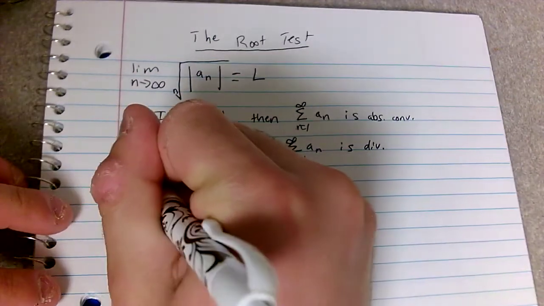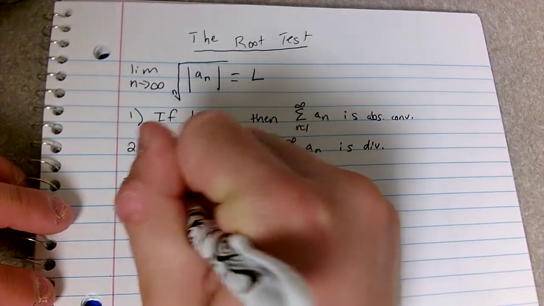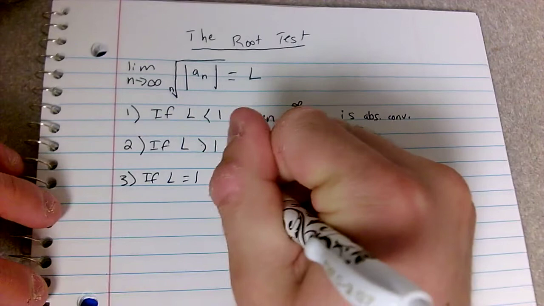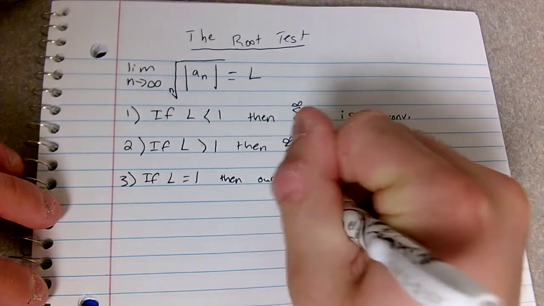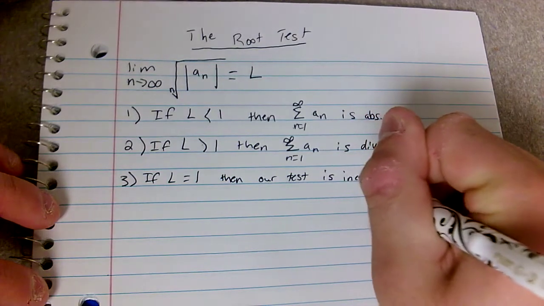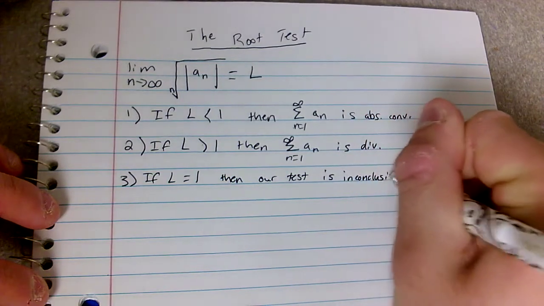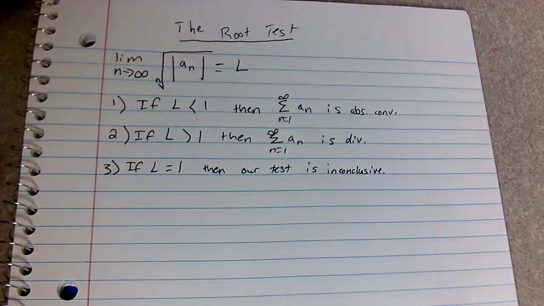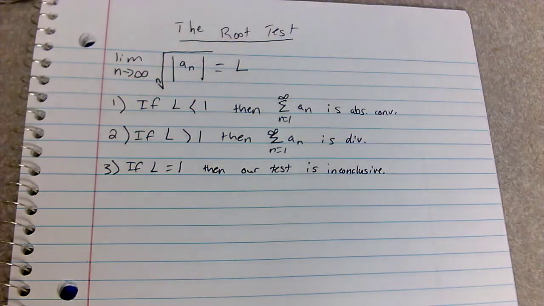Now the third conclusion here is if L is equal to 1, then our test is inconclusive. So it doesn't tell us anything. If L equals 1, then we didn't pick the right method to test for the convergence of our series, and we're going to have to do something else to figure out the convergence.